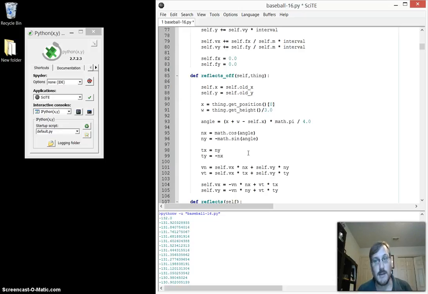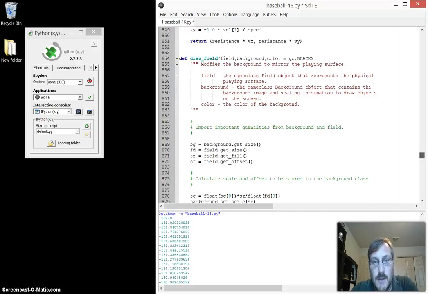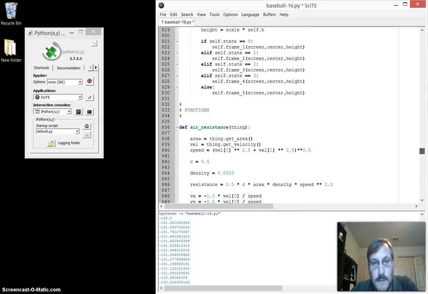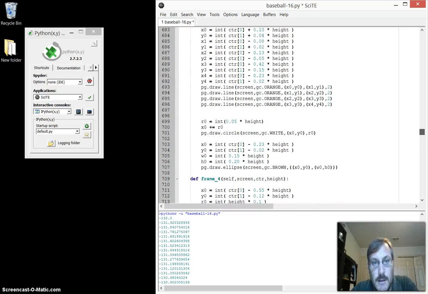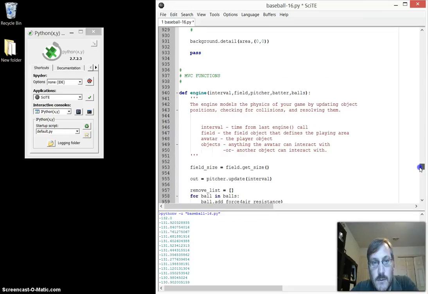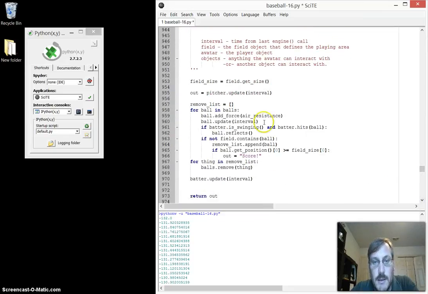Now, I'm not really done yet, right? Because I haven't told the computer to run this reflect off. So, when I come down here, I have my engine where I call that thing. Where is Mr. Engine? Way down here. Control, View, Engine. I probably should do this in a more reasonable way. So here's where I was reflecting. Now I'm going to reflect off the batter. So now that's calling it.